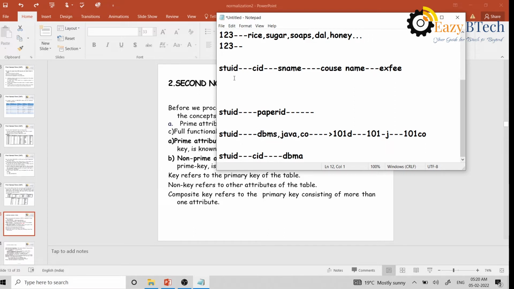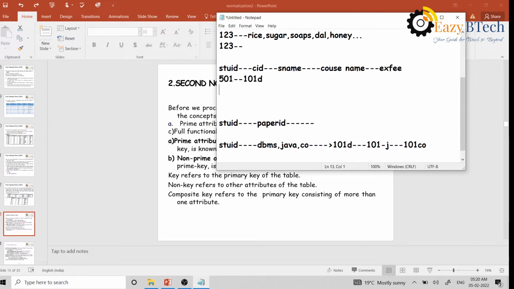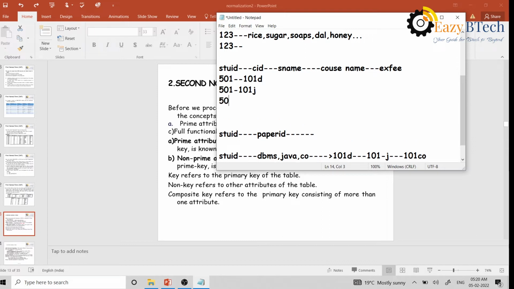Suppose student number 501, course ID 101 D. Okay, 501, 101 J, 501, 101 some. See, these are the course IDs. Student name is suppose some 7. Okay, course name is Java. Suppose he wanted to register; 7 wants to register for all the 3 subjects.